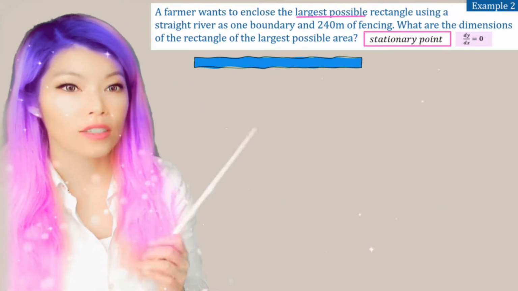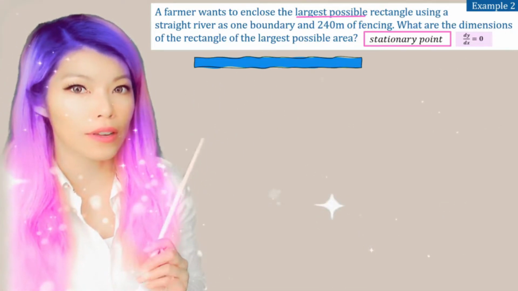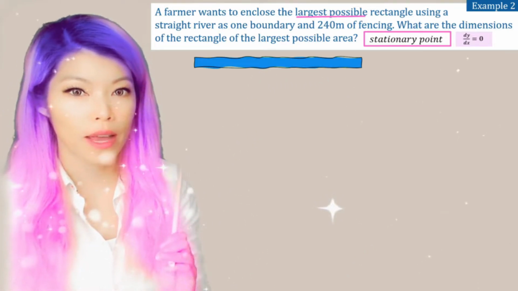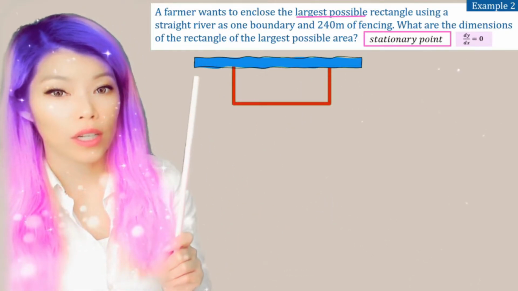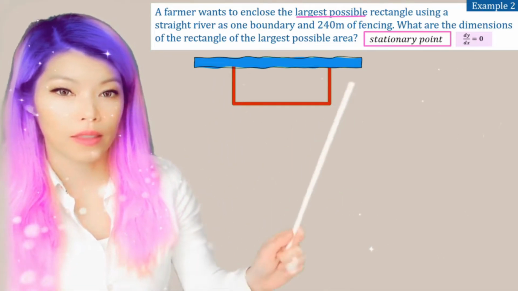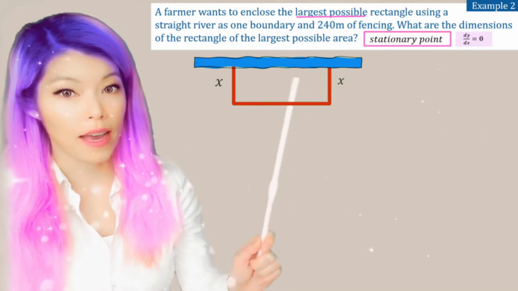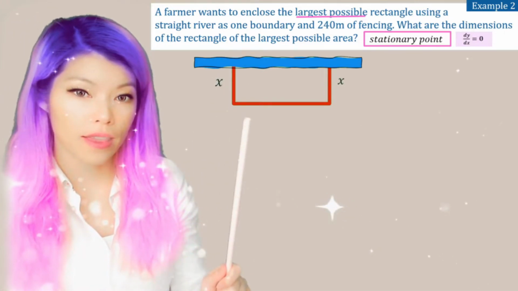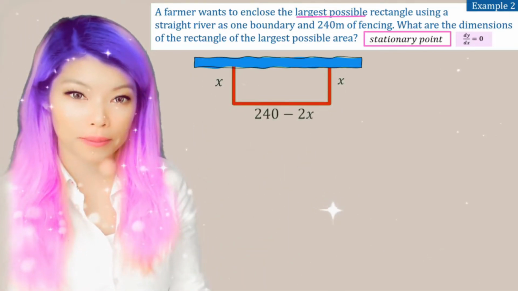So when you're stuck, just try to draw and write down, simplify the information, and you'll probably see what you have to do next. So we have a river and we have 240 meters of fencing, and we want to make a rectangular boundary. So let's draw the rectangular boundary. Let's put in a value x for this length so that we can name the other lengths as well. So if this is x, then that side would also be x. And if these two are x's and we know the whole boundary is 240, then this section here must be 240 minus the two x's.